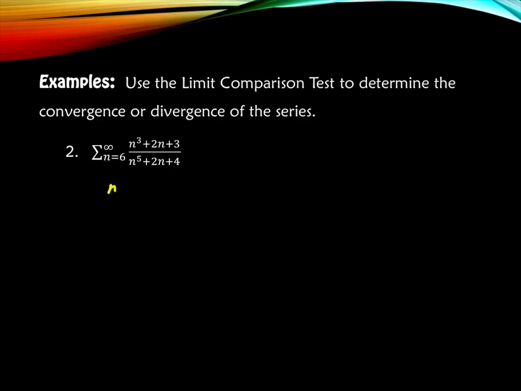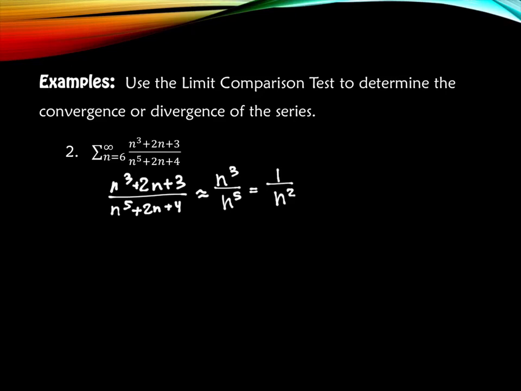So if I have n cubed plus 2n plus 3 over n to the 5th plus 2n plus 4, what is this approximately equal to, without reducing the exponents and so forth yet? What are we really looking at here? 1 over n squared. Yeah, so you're looking at the 2 pieces at the beginning. So the n cubed over n to the 5th, the dominating pieces at the beginning. And if we reduce it, just like you'd said, you'd have 1 over n squared. That's basically what we're working with here.